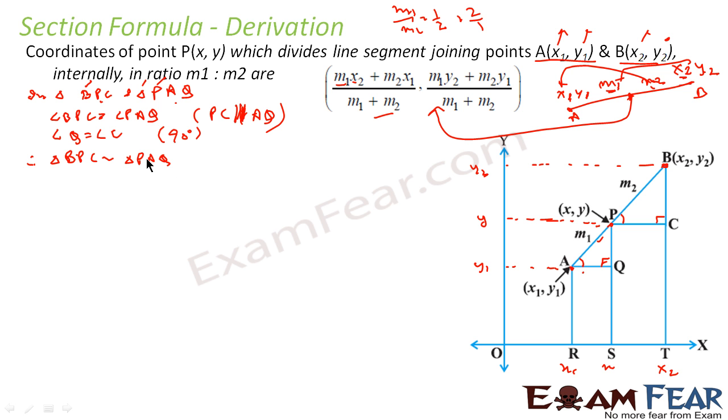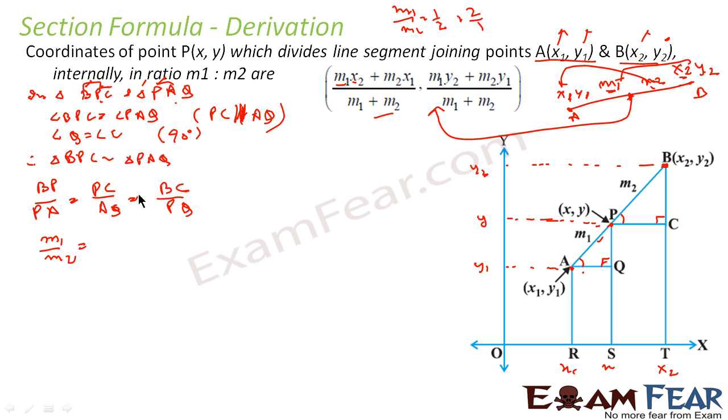Now, since they are similar, the sides will also be proportional. So, the sides: if you take BP, you take PA here. BP by PA is equal to, if you take PC, you take AQ, PC by AQ, and if you take BC, you take PQ, equal to BC by PQ. So BP by PA is m1 by m2. You know this. This is m1 by m2.